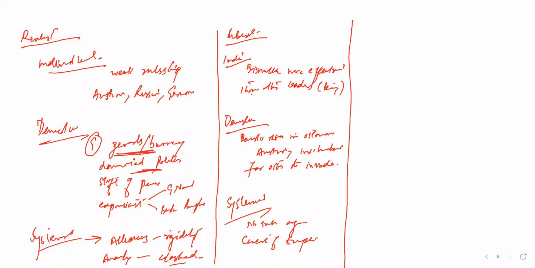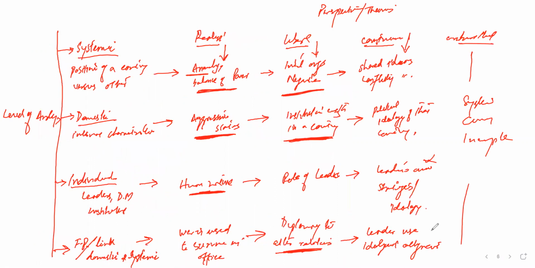Now we'll come towards the third important context, and that is constructivism. How do constructivists see World War One? Now again, we'll go towards the individual level. We'll go back to the chart. Individual level: leaders use ideology.